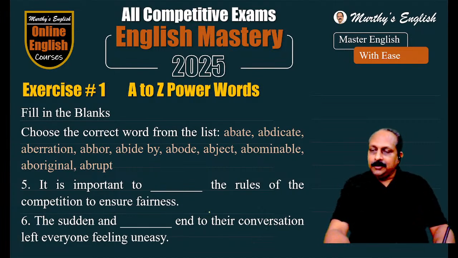I'm a bit surprised you guys are taking so much time to answer. Is there any problem with the speed when it comes to streaming? Sometimes it becomes slow. Now read sentence number 5. Now I see abode. It is important to the rules of the competition to ensure fairness. It is important to do what?